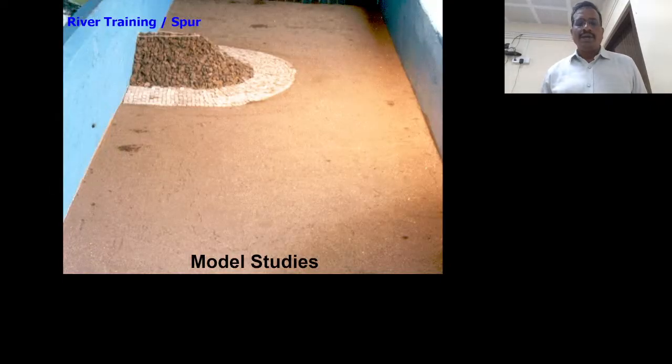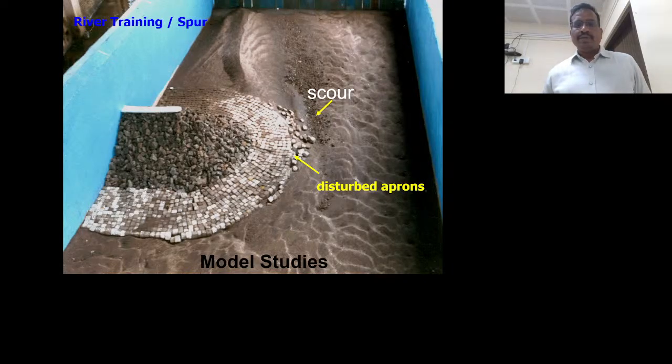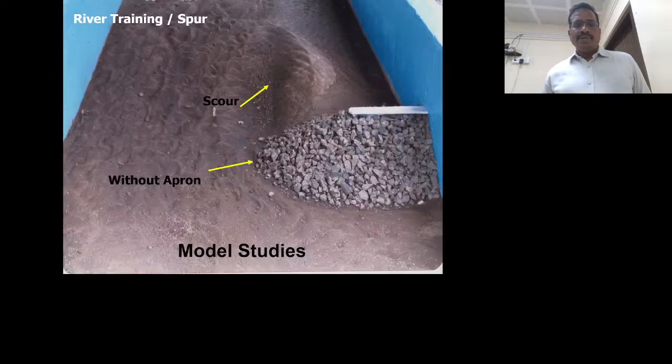These are the model study diagrams. Here you see the studies of a spur, how a normal spur diverts water from its bank, and scour takes place near the nose of the launching apron. You see here, the apron is also disturbed. In the model studies, you can also see the scour hole and how much scour has occurred near the nose.